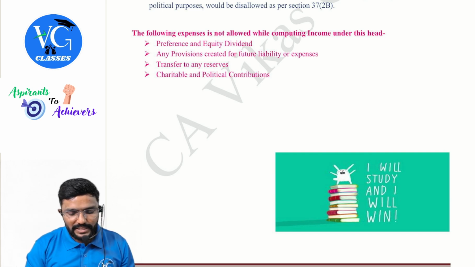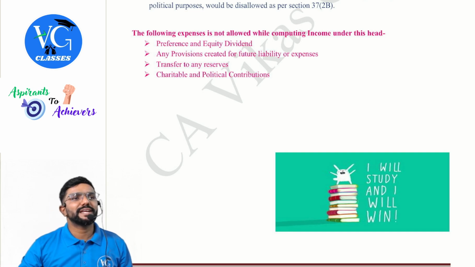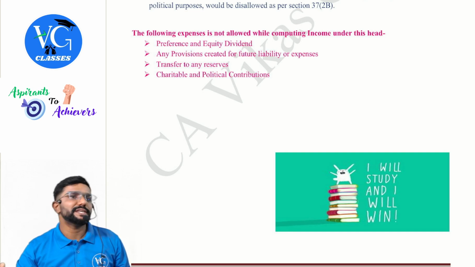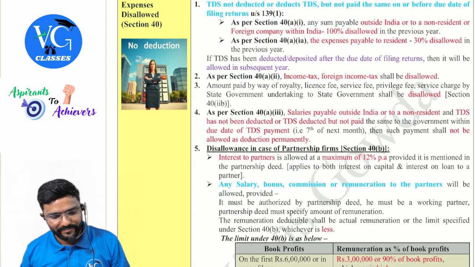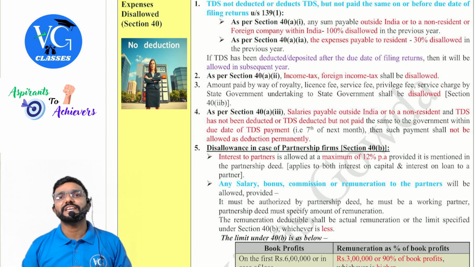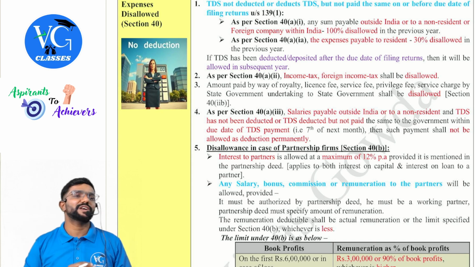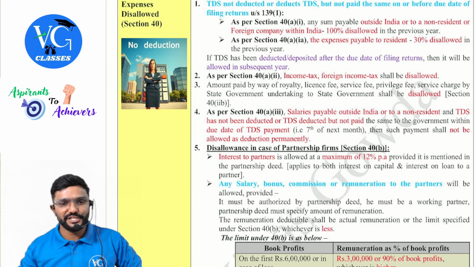law. Then charitable and political contributions. You cannot claim it as business expenditure. But can I claim it as a deduction under Chapter 6A? Yes, you can go and claim deductions there. Till now, whatever we have seen is what is allowed. From now, whatever we will see is what is not allowed. We call it inadmissible expenditure or disallowed expenditure, guys.